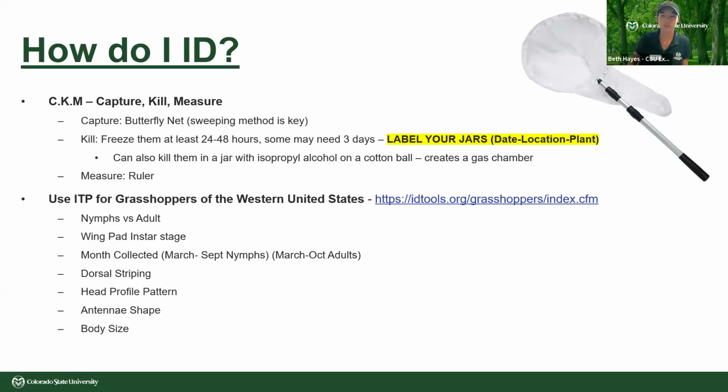So really what you want to do is either come from the side and do a sweeping motion, or if you can, sweep and go down so that the net naturally falls on top of them, so that you get as many grasshoppers as you can. Then you want to put them, there's two really big ways to do this.